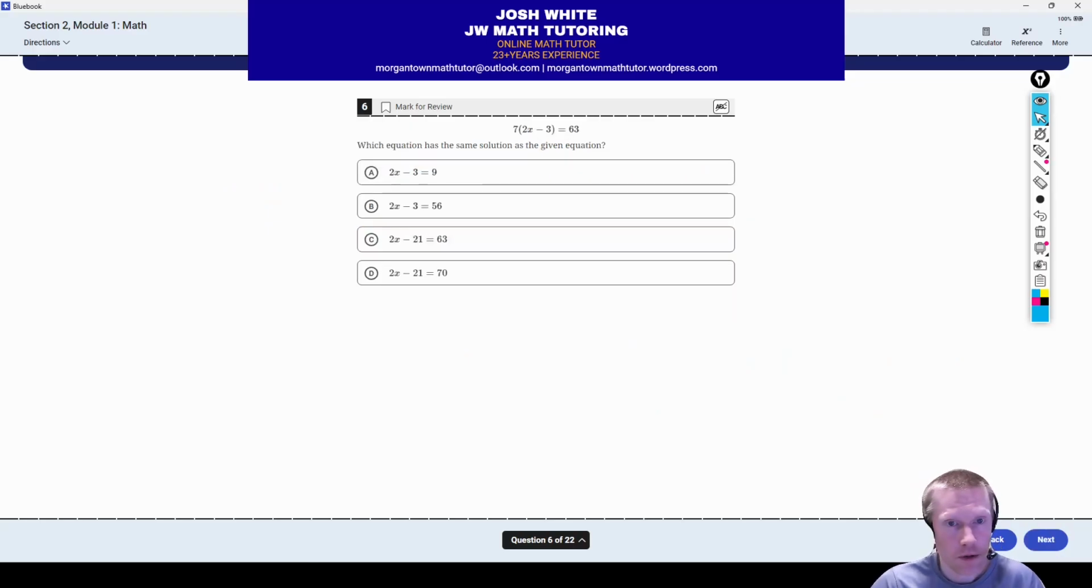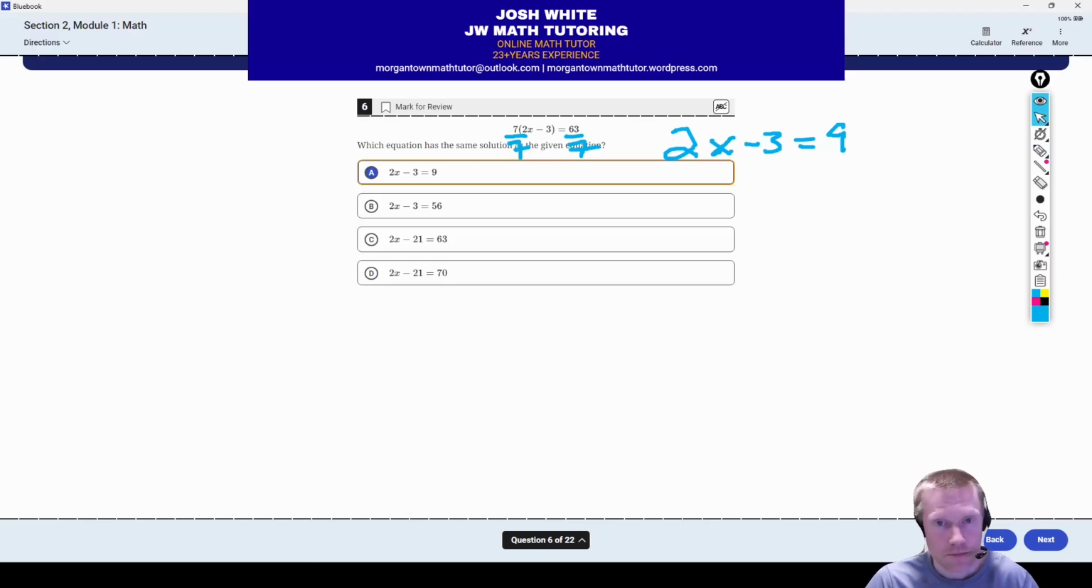All right, next up, question number 6, solving this equation. So you're given an equation and you want to know which equation has the same solution. The easiest, quickest way is honestly what they're looking for you to do is to divide both sides by 7, and then you get 2x minus 3 equals 9. So the correct answer for this is going to be letter A.